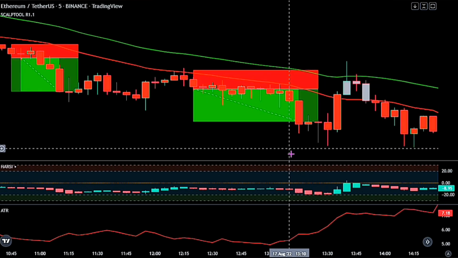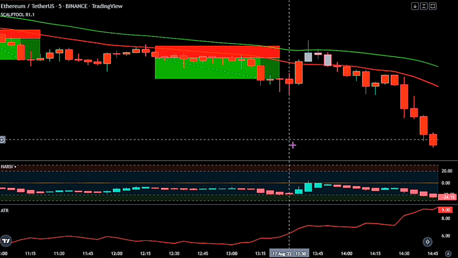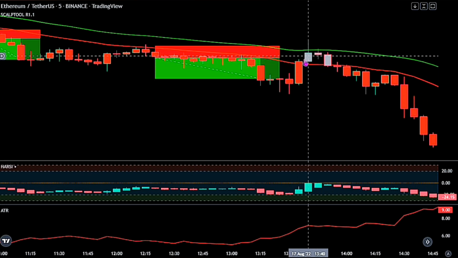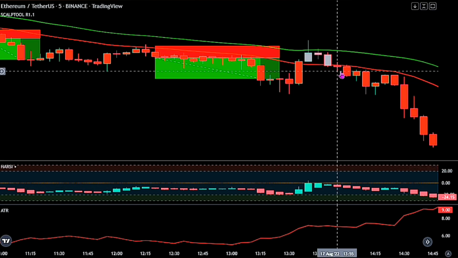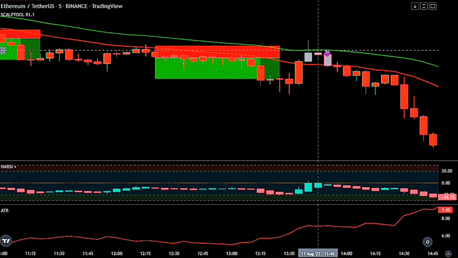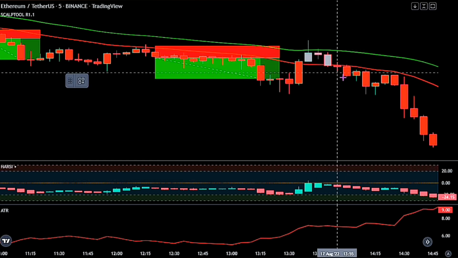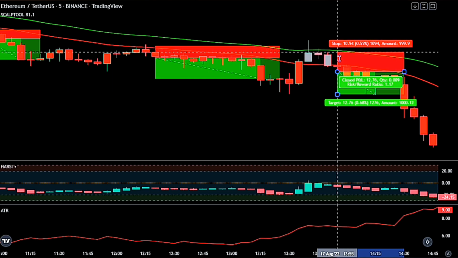Now notice that at this point too, we had a pullback in price action, and our Heikin Ashi is in green. We waited till we saw the red candlestick on the Heikin Ashi here before we entered the trade. Notice how the price pullback did not close above the green moving average, as that would have made this trade invalid. So we go ahead and set our trade entries with stop loss and take profit levels. Notice how smooth the trade went.